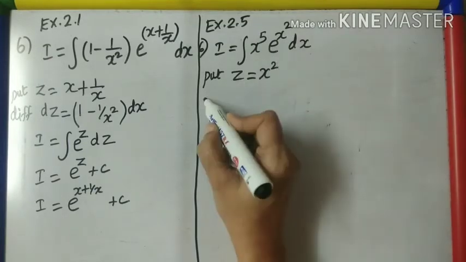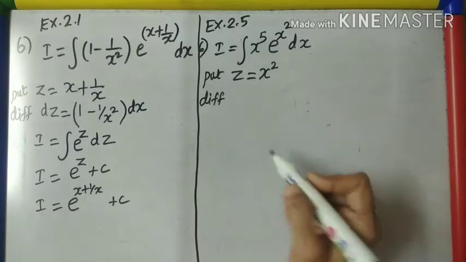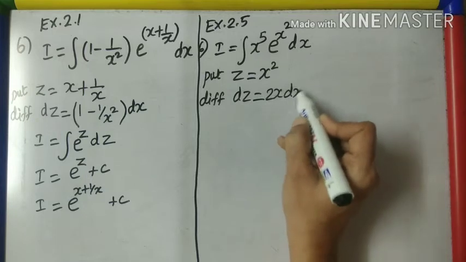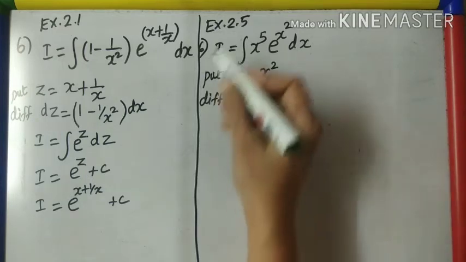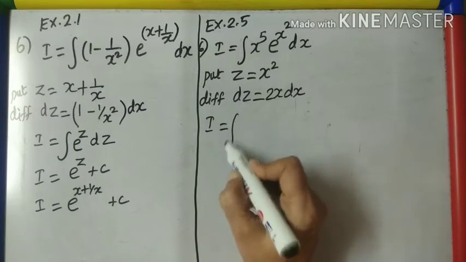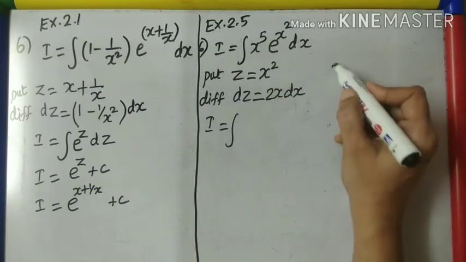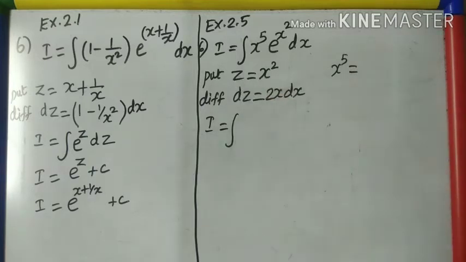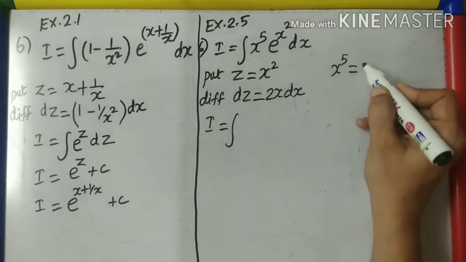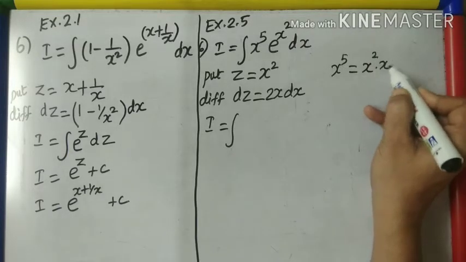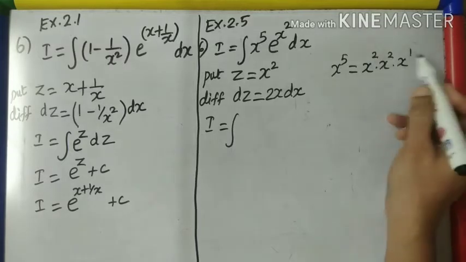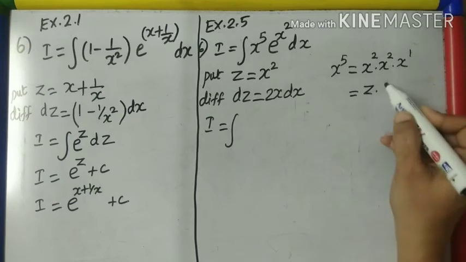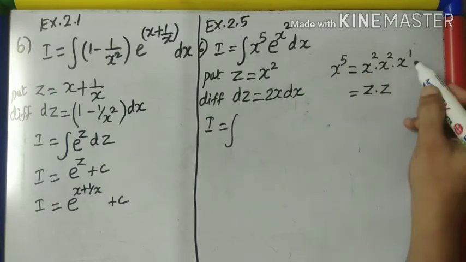And whenever I substitute, I must differentiate. Z will become dz, x square formula 2x dx. Putting it back in the problem, integral. See, we have x power 5 in the question. I have substituted for x square. So how will you write x power 5 as? It is x square into x. See whether the total is correct. 2 plus 2 plus 1. X square is z, x square is z, and I have a dx here.